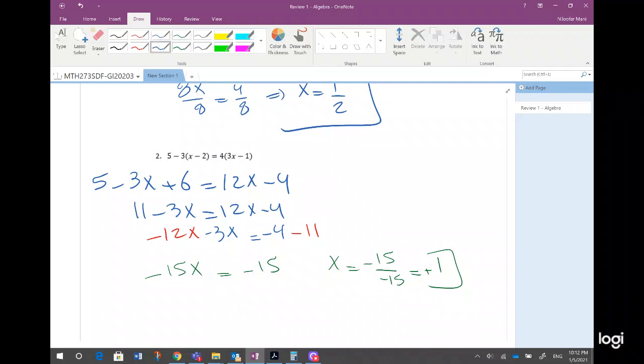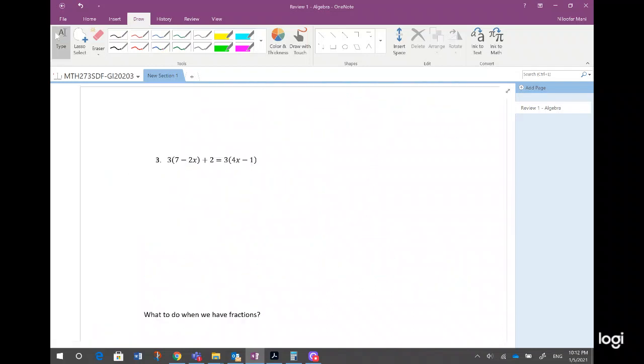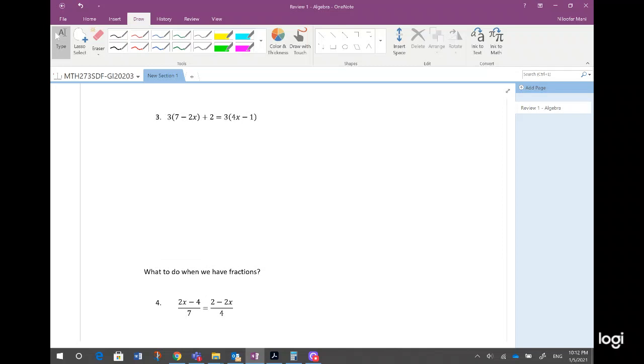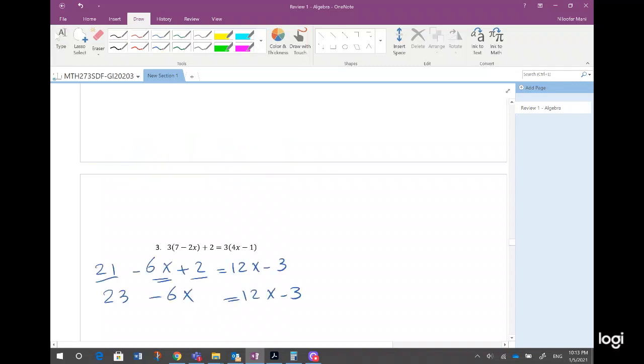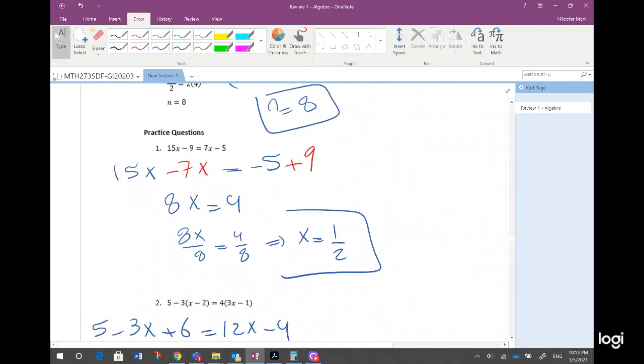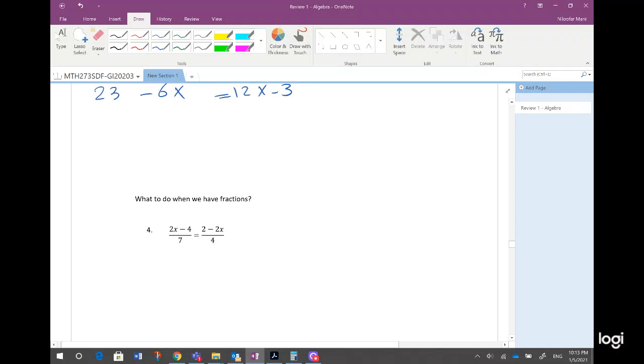Okay, so how about this question? Yes, it's exactly the same, but I have to simplify. So 21 minus 6x plus 2 equals 12x minus 3. Simplify each side. 23 minus 6x equals 12x minus 3. Now I am in just the position of question number 1. Which one do I have to move?